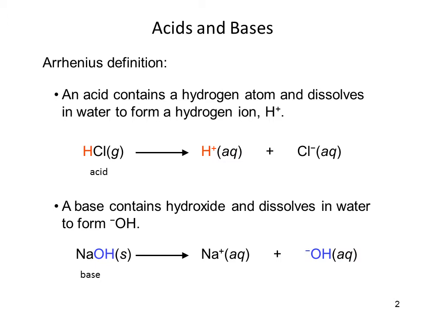Bases can be defined in a similar way, and you can say a base contains hydroxide, so that when it dissolves in water and dissociates, it will form a hydroxide ion plus the counter ion, which here is the sodium ion. These are called the Arrhenius definition of acids and bases. It's the simplest one, and really, for the most part, you're going to probably understand acids and bases best by this definition.